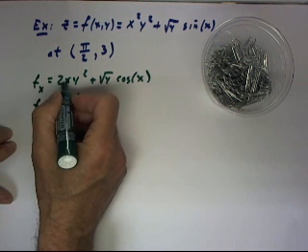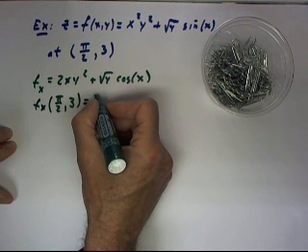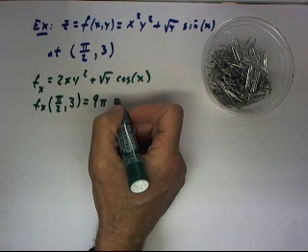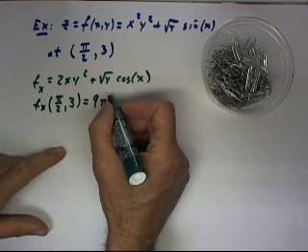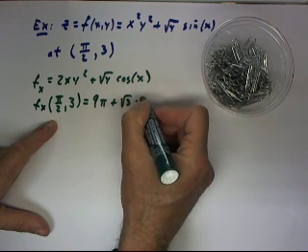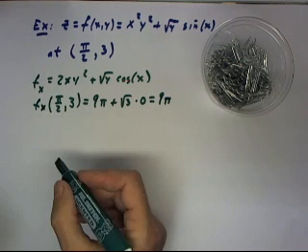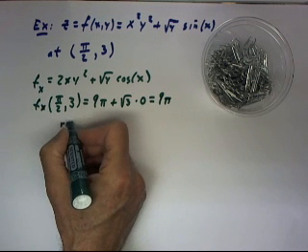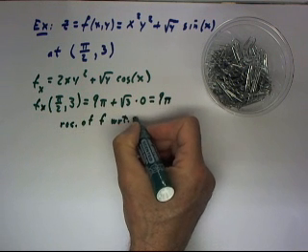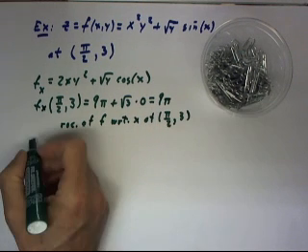2x is 2 times pi over 2, that's just pi. y is 3, y squared is 9. So it's 9 pi. And then plus the square root of y cosine x, well, y is 3, and the cosine of pi over 2 is 0, so that's the square root of 3 times 0, which simply then equals 9 pi. Now remember, this is the rate of change of f with respect to x at the point pi over 2, 3.